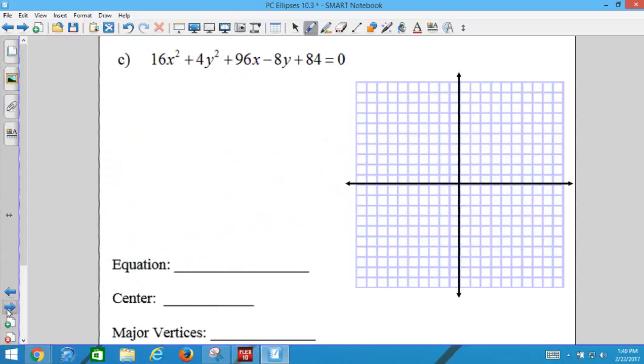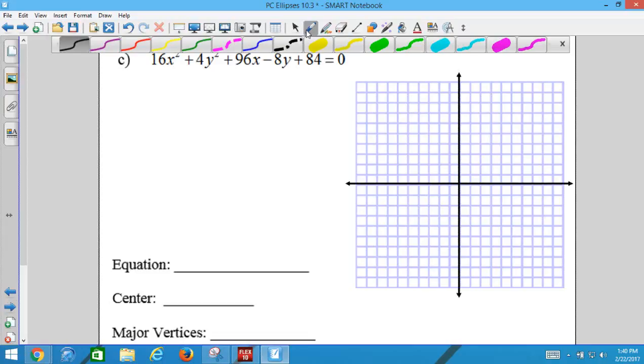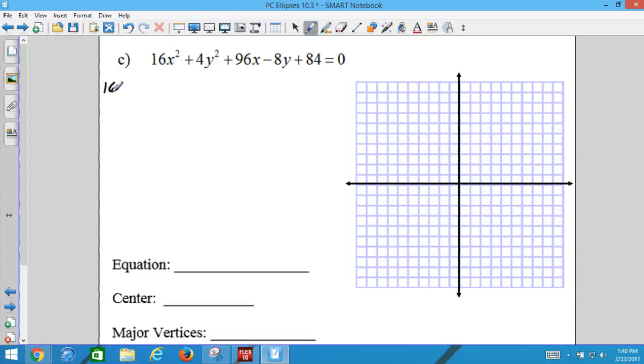I hear some enthusiasm. Is that one in our nice standard graphing form? So what are we going to have to do? What's that called?